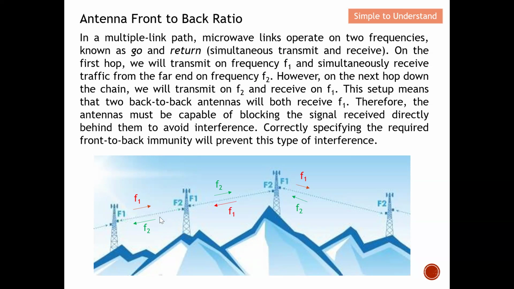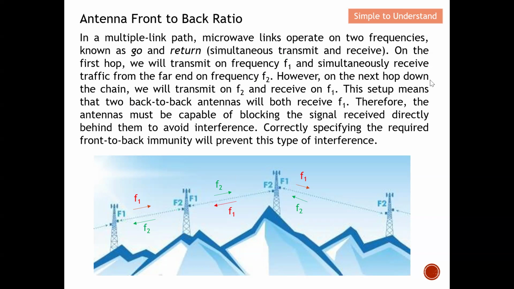You can see from here, this antenna will be receiving at frequency F2. However, on the next hop down the chain, we will transmit on F2 and receive on F1. So on the next hop, this antenna here will be transmitting at F2 and receiving at F1. So this is what it means.